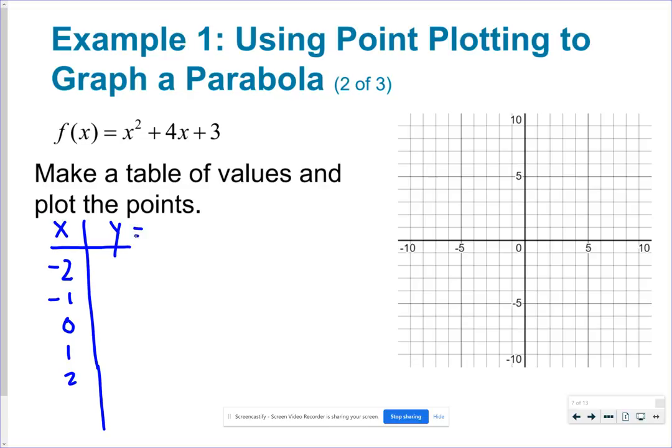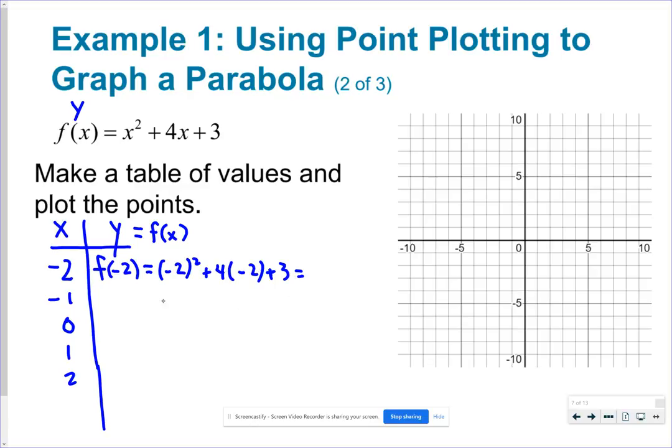So remember, y is just f of x. So to find the y value that goes with x equals negative 2, I just go up to my equation and I replace the x with negative 2. We'll just use the function notation here for a second on this first one. So I'm going to do f of negative 2. That's the y value. So I'm going to take negative 2 squared plus 4 times negative 2 plus 3. And I'm going to work that out.